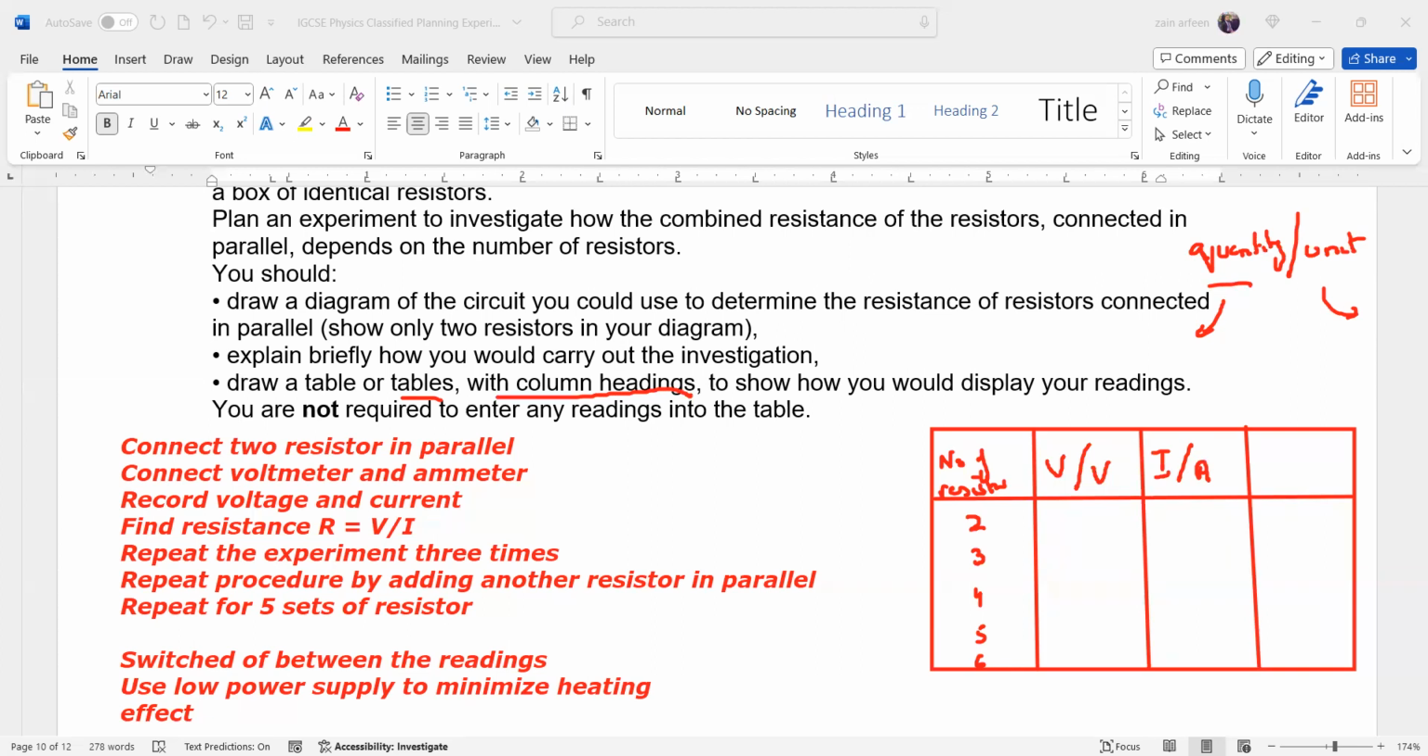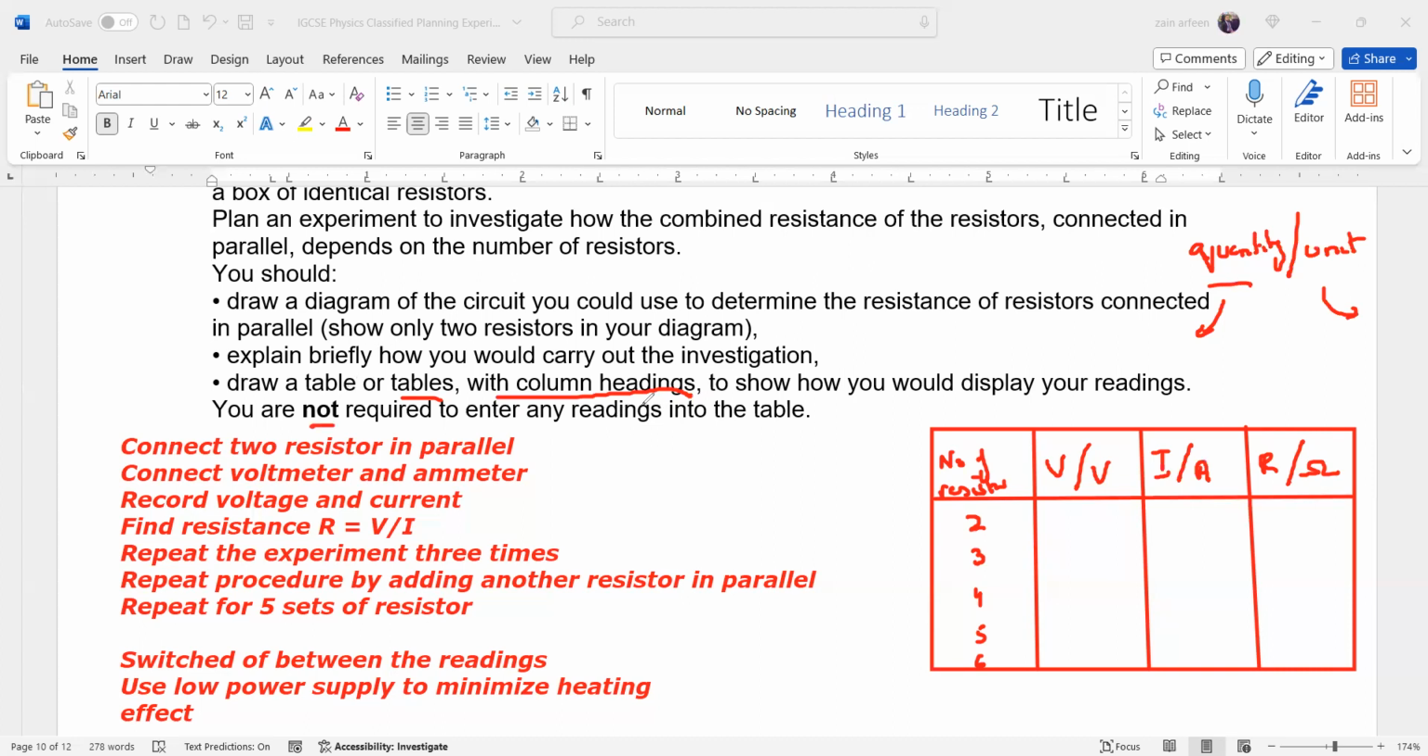If the circuit gets too hot, the resistance of the circuit will change, because the temperature can affect the resistance of the circuit. That's why it should not be too hot. So the number of resistors, voltage, and current give us a resistance. The quantity is the resistance and the unit is ohm, which is represented by omega.